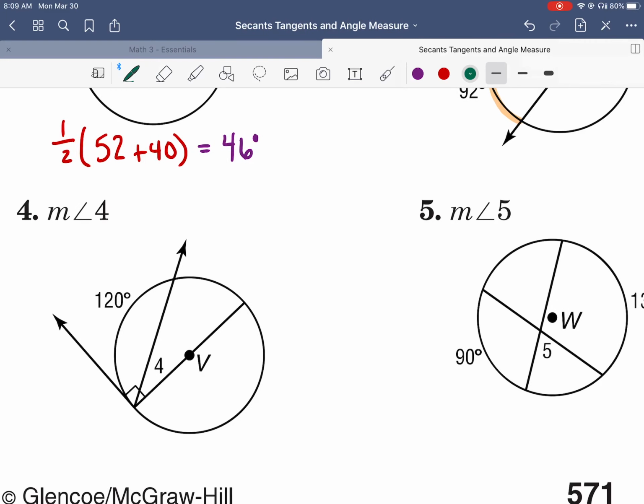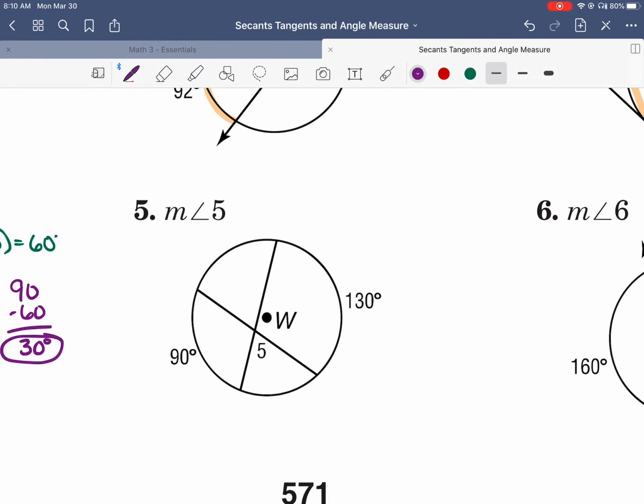Okay. Measure of angle 4. So we're going to have to do a little bit more work for this one. There are a couple ways we can look at it. But I notice that this arc right here is 120. So this angle right here is going to be half of 120, which is 60. So this is 60 degrees. I also notice that this whole angle is 90 degrees. So if this portion is 60, we have to figure out what is left to make 90. So 90 minus 60 tells me that whatever's left is 30 degrees.